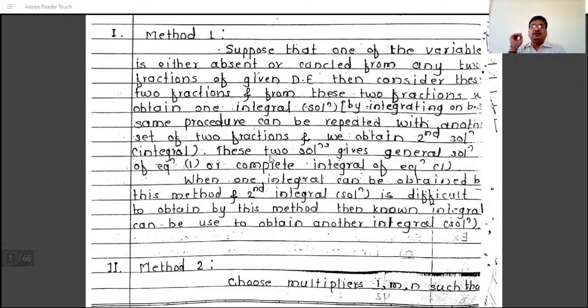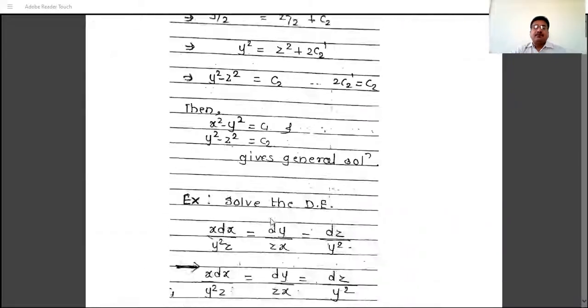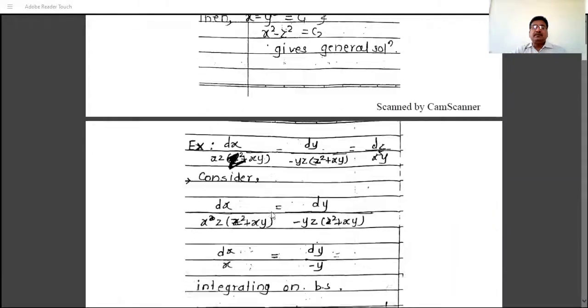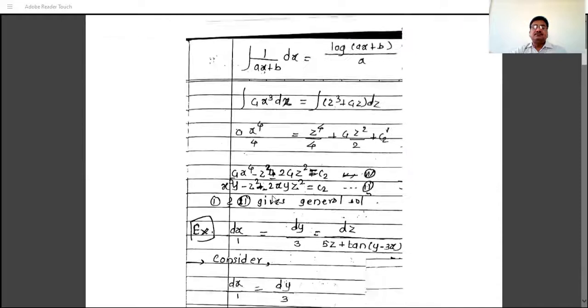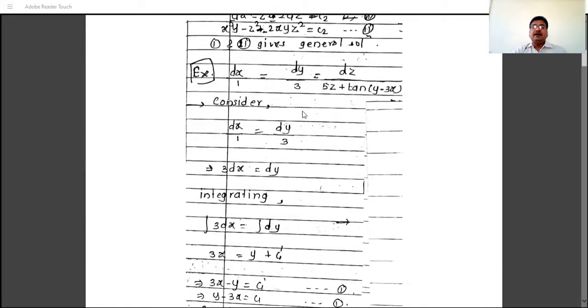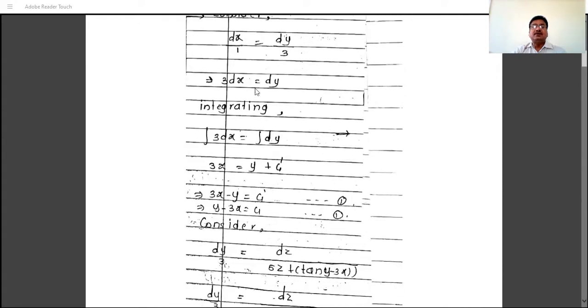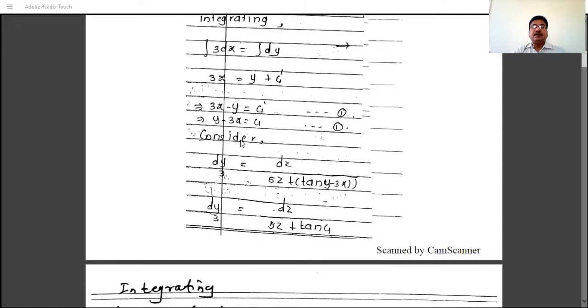Consider two fractions, where either one variable is absent or cancelled from any two fractions, then consider those two fractions. So the first method is applicable now for this example also, dx by 1, dy by 3. So consider these first two fractions. dx by 1, dy by 3, because the z variable is absent in these two. So 3 dx is equal to dy, then integrating, we have this.